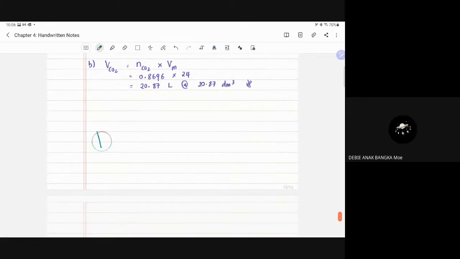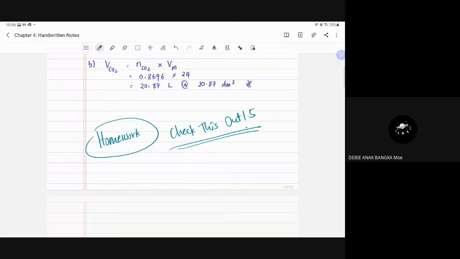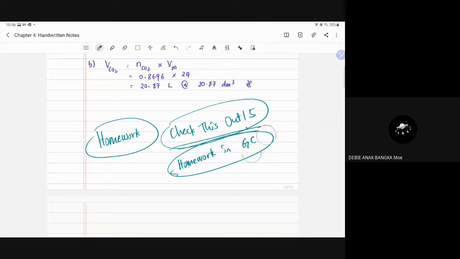Okay. So check this out 5. Okay. And then homework in GC. Okay, tengok dekat yang dekat GC tu ada dua homework lah. Satu check this out 5, satu lagi homework yang GC. Yang GC ni kena submit. Must submit tomorrow. Okay, hantar esok.